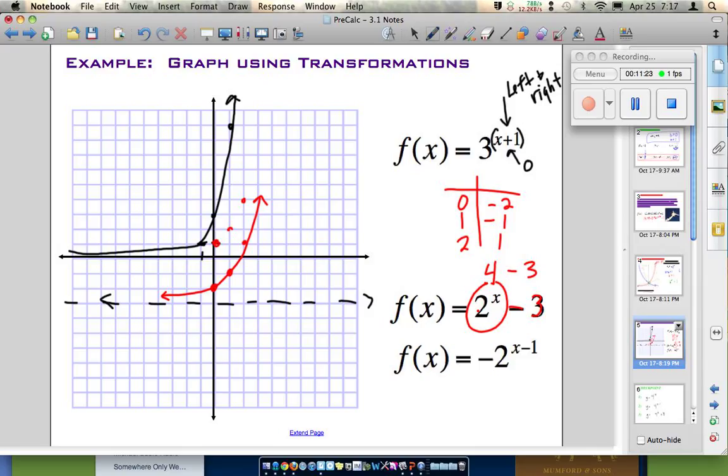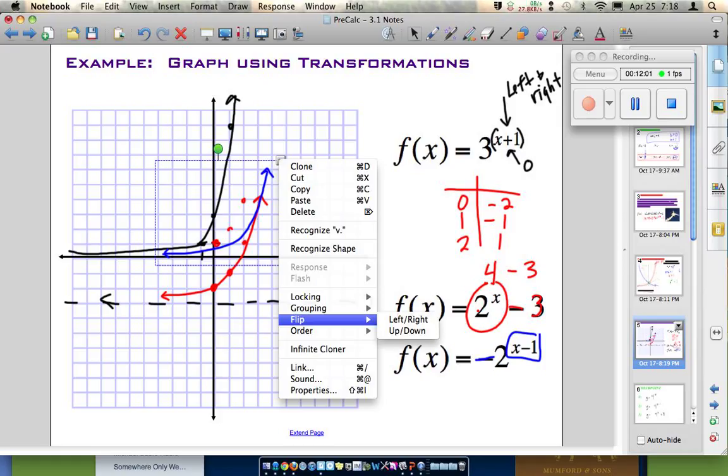This next one looks like it has multiple things going on. It has a shift to the left 1. So that means I would take this original parent function, 2 to the x, and I would shift it to the left. I'm sorry, to the right 1, excuse me, because when we shift in the x power, we're going to go the opposite direction. But then also it has what we would call a flip. This negative will flip the graph upside down. So this graph will be flipped down.